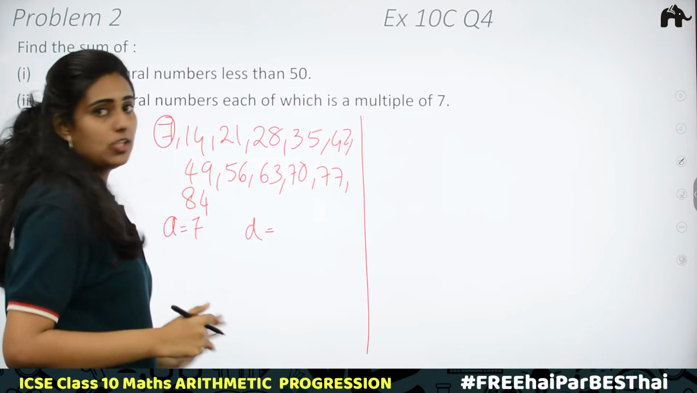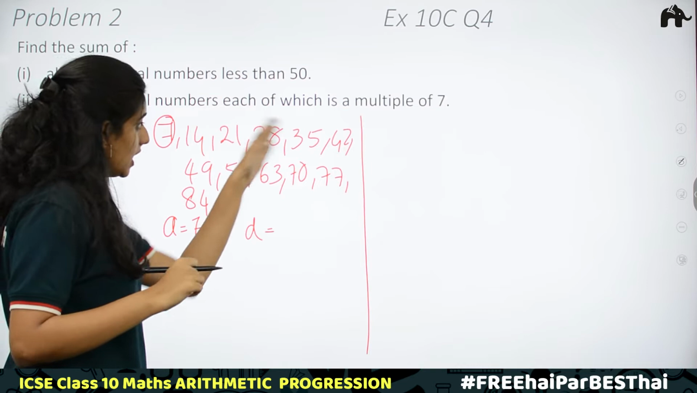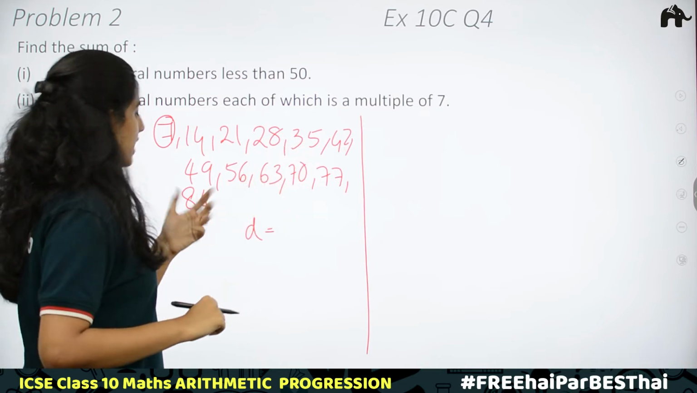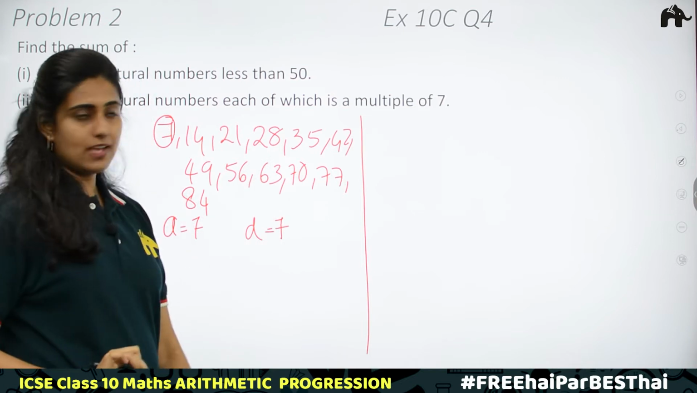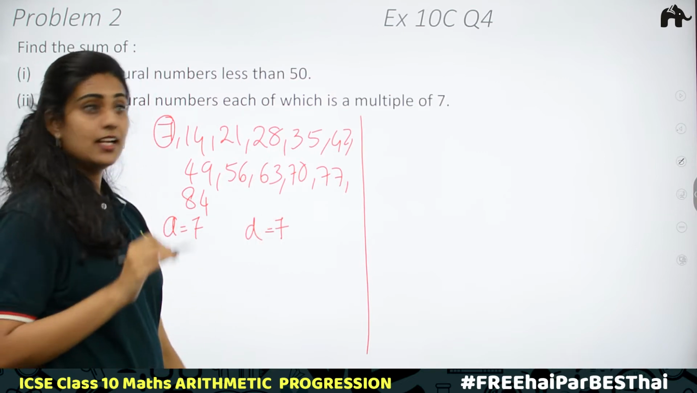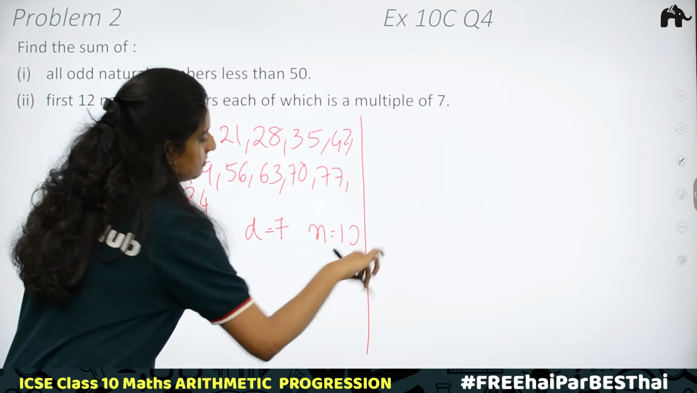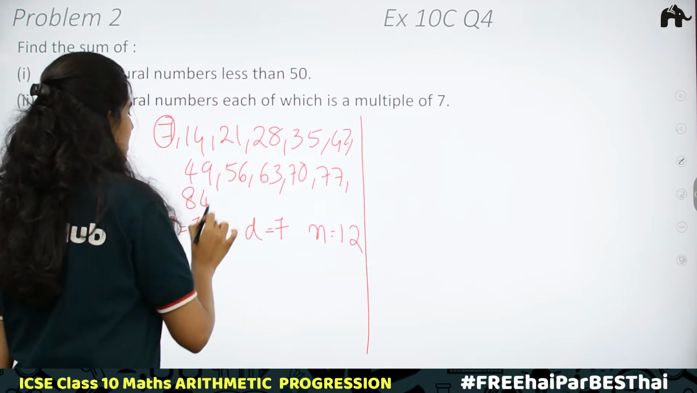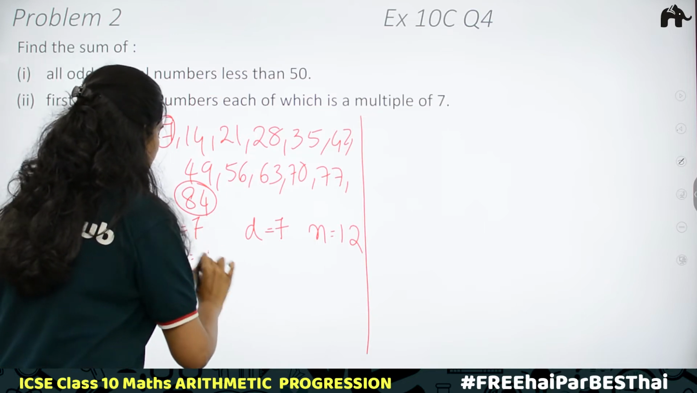7 plus 7 is 14. 14 plus 7 is 21. 21 plus 7 is 28. 28 plus 7 is 35. Up to 84 we will be getting. So the common difference d is equal to 7. Then what else? Number of terms also we know. n is equal to 12. We know the last term. Last term is 84. L is equal to 84.